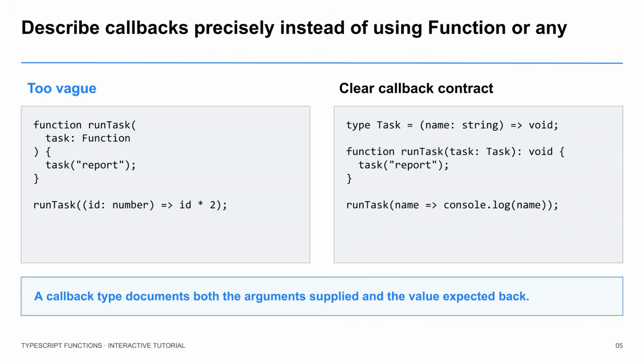Avoid the capital F Function type, and avoid any when a callback has a known shape. A precise callback type tells TypeScript exactly which arguments the caller will supply and what the callback may return. It also documents the relationship for the next developer. Use an inline function type once, or name the type when the same callback shape appears in several places.